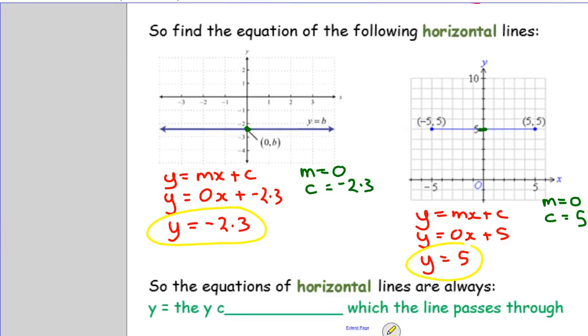So equations of horizontal lines are always just y equals the y value which the line passes through, or you can say the y coordinate. You can see this one passes through negative 2.3. This second one passes through 5. So it's always y equals a number, and that number is the y-intercept.